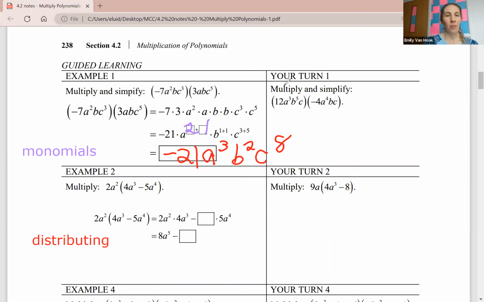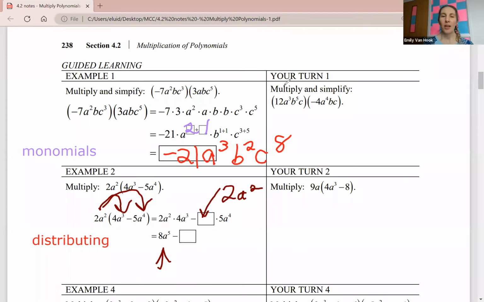2a squared times 4a to the third. We're doing 2 times 4, which is 8. You can see that as part of the final answer. And then a squared times a to the third. Add the exponents, 2 plus 3 is 5. So that's where that first term comes from in the answer, 8a to the fifth. Next, we'll distribute 2a squared times 5a to the fourth, bringing along that minus sign. Okay, so I guess if we're filling in the blank here, 2a squared is what we're looking for. So 2a squared times 5a to the fourth.